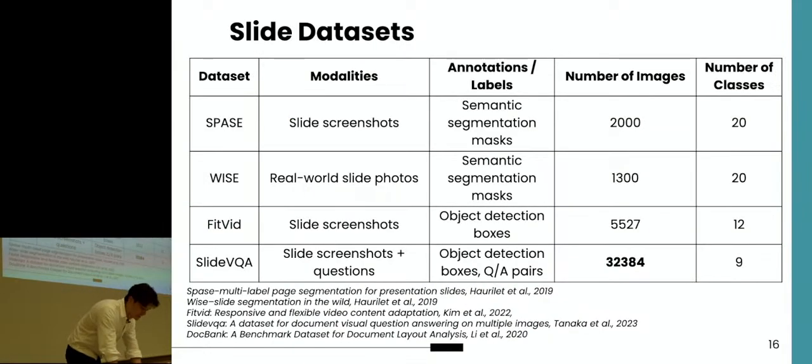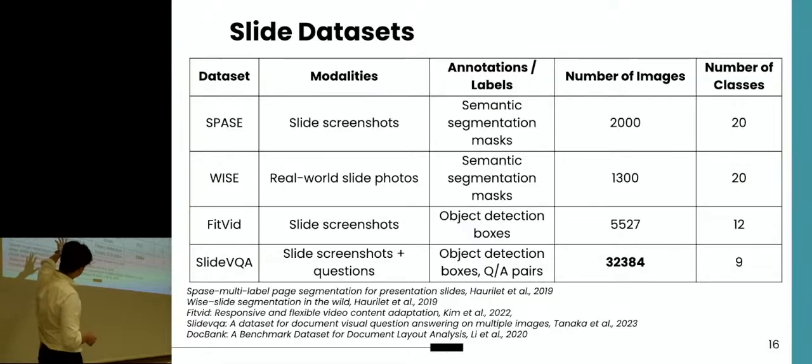So the first issue is that we searched through the state of the art for what slide datasets provide slide annotations. You can see on the top that the first two datasets don't have a lot of images, and they have a lot of classes. So it will make the training very bad; it would be hard to generalize and make it work on unseen data. Then we have two other datasets, FitVid and SlideVQA. SlideVQA has the most data, 32,000, so we can say that we can use that to train something.